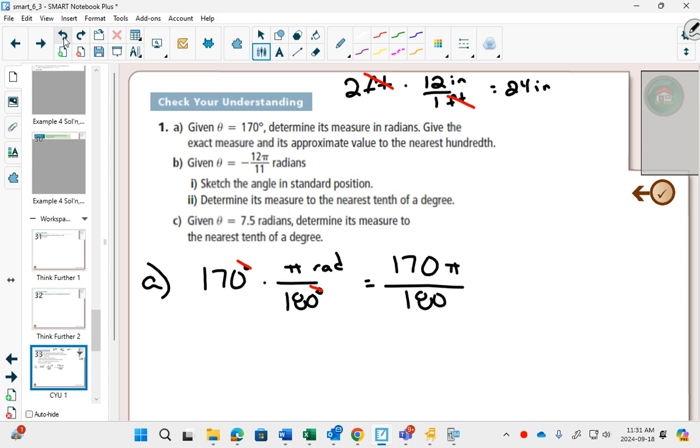And again, in grade 12, if you do not reduce your fraction, no deduction. If this was multiple choice, can you see that they would probably reduce this to 17 pi over 18? But it's perfectly fine to leave it as 170 pi over 180. If you reduce it and you make a mistake, I have to take off half the mark. This is exact. And what are the units that are left? We canceled out the degree units, we're left with radians.